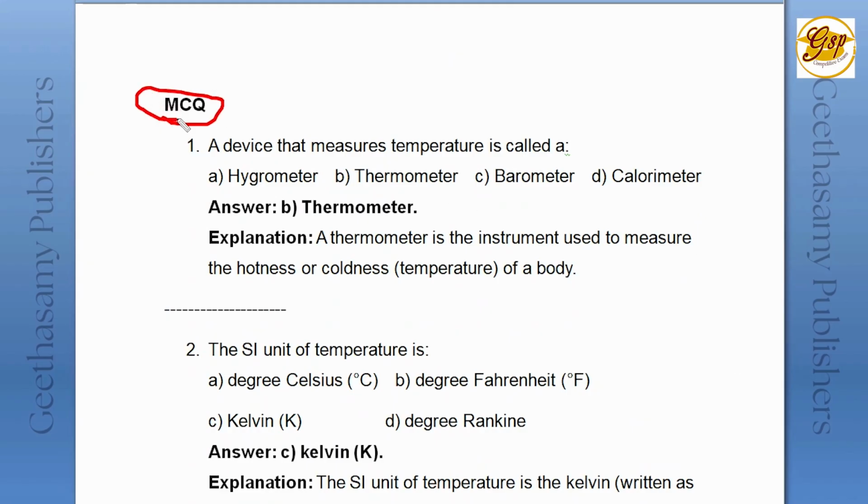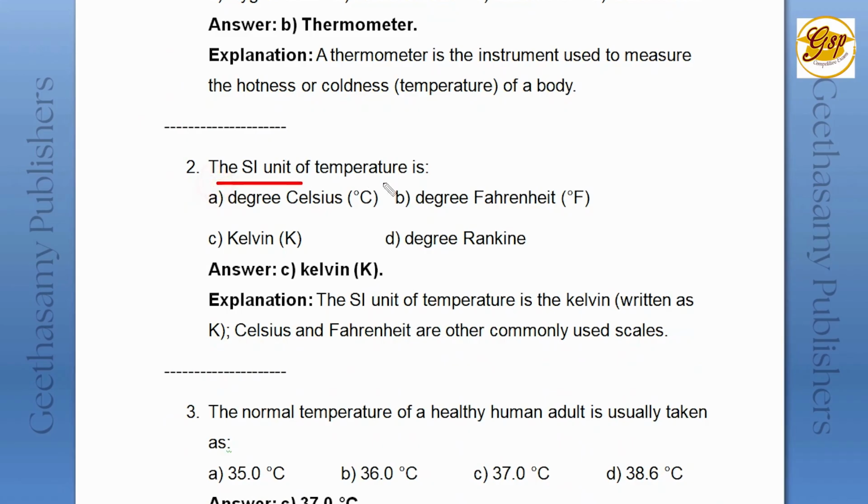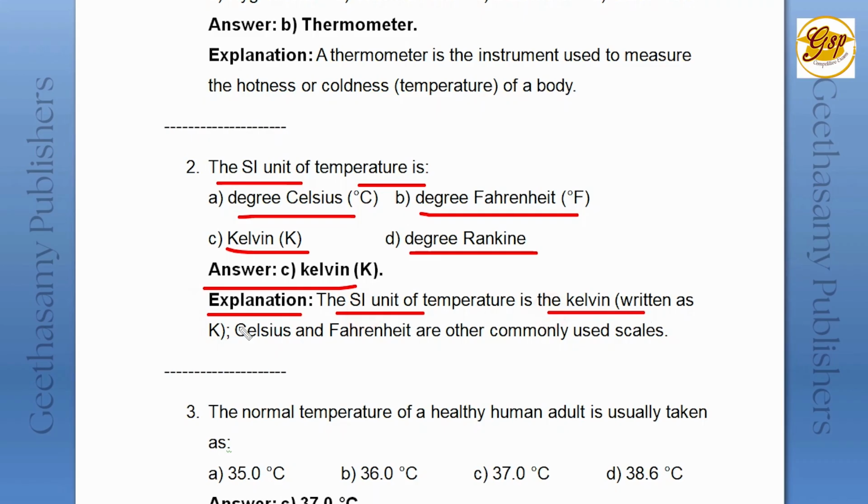Here is the multiple choice question. First question: a device that measures temperature is called a hygrometer, thermometer, barometer, or calorimeter. The answer is thermometer. Explanation: the thermometer is an instrument used to measure hotness or coldness, the temperature of a body. Second question: the SI unit of temperature is degree Celsius, degree Fahrenheit, Kelvin, or Rankine. The answer is Kelvin. Explanation: the SI unit of temperature is the Kelvin, written as K, and Celsius and Fahrenheit are other commonly used scales.